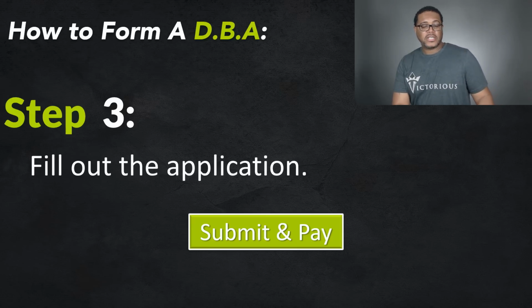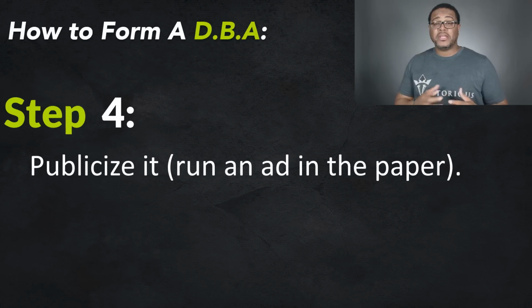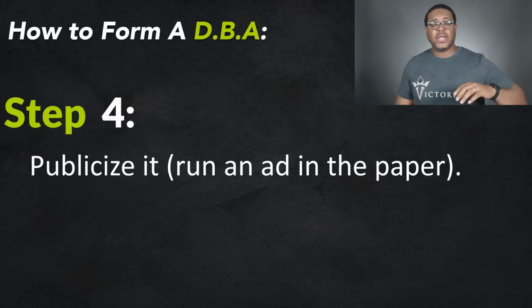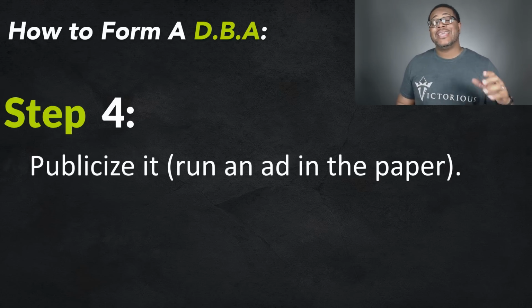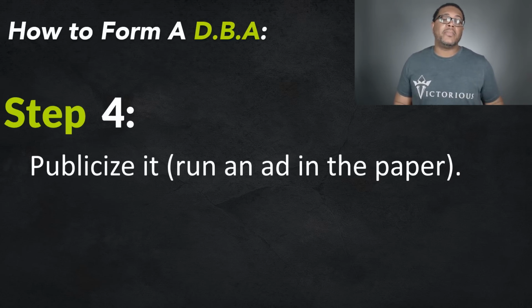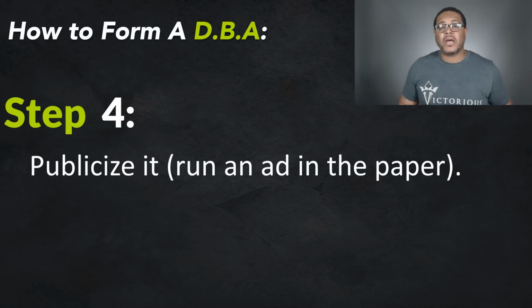All right. So step 4, publicize it. Depending on the laws and requirements of your particular area, you may need to run an ad in the paper to let people know that this new DBA is now in operation and doing business in this particular jurisdiction. For example, here in LA County, every time we do a DBA, we have to publish an ad in a local paper and run it for a minimum of 4 weeks just to let everybody know that, hey, a new business is on the scene. Let the public know a new business is on the scene, and we go from there.